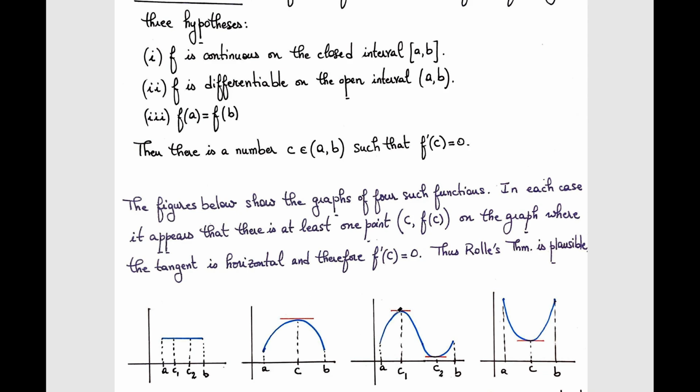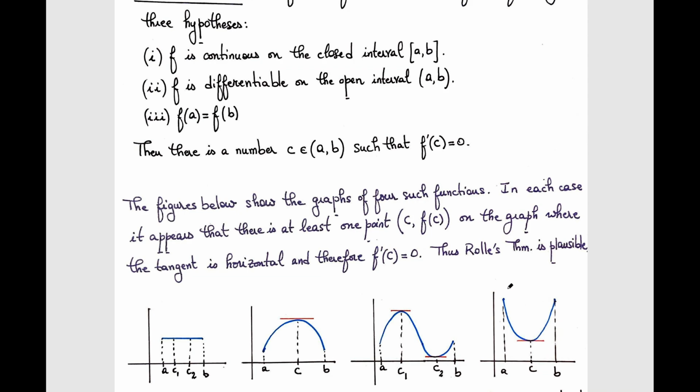For this graph, this is a function which is continuous between a and b, and it's differentiable between a and b. It's a smooth one again. And the last condition, f of a is equal to f of b. So it starts at the same height it ends. Then there exists at least one c in between a and b such that the function is going to have a horizontal tangent. In this case, that happens twice, at c1 and c2.